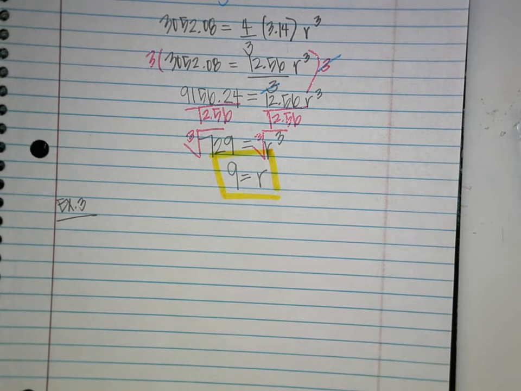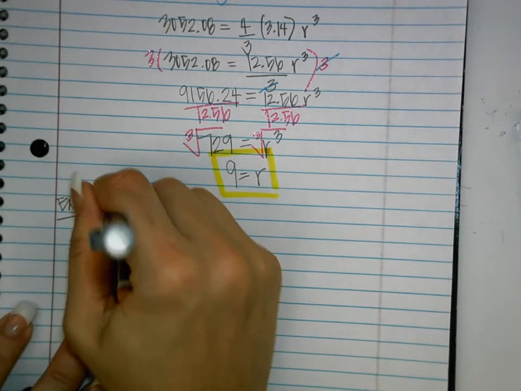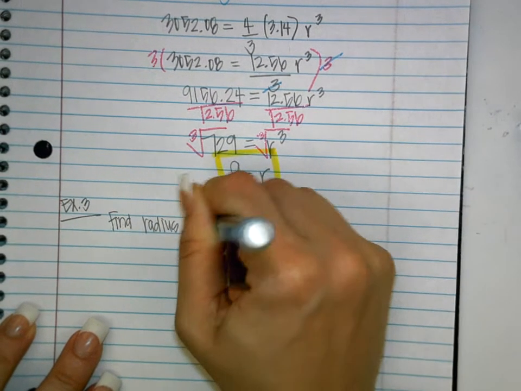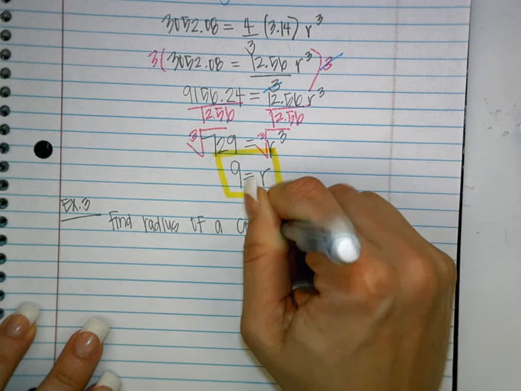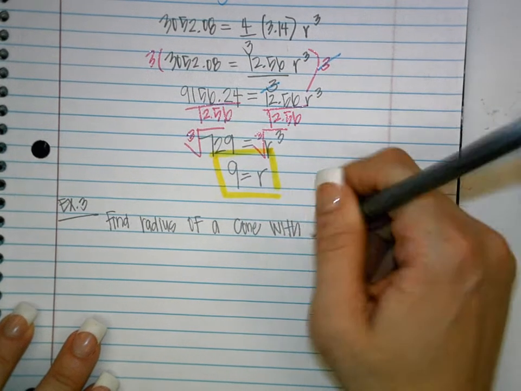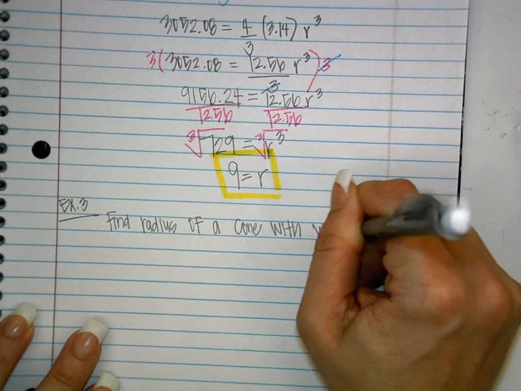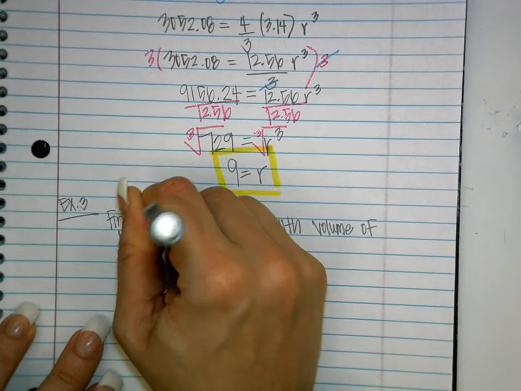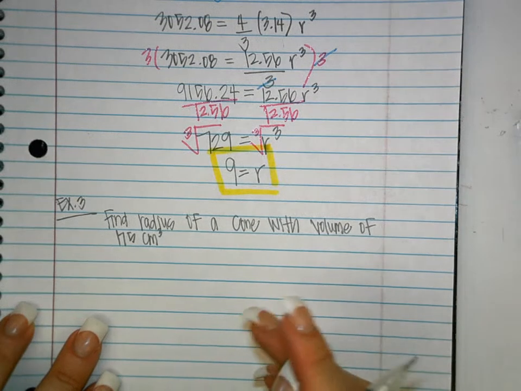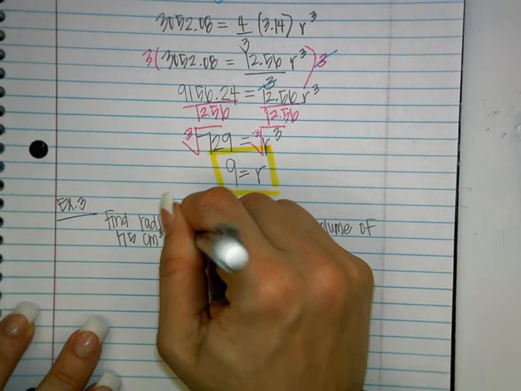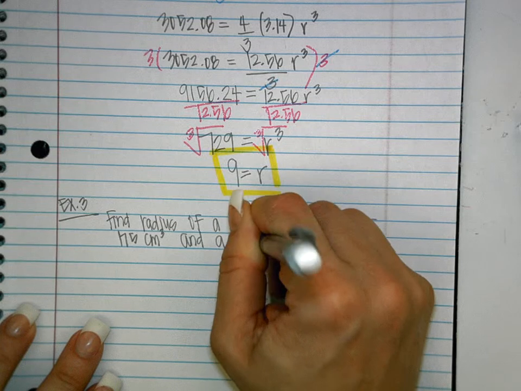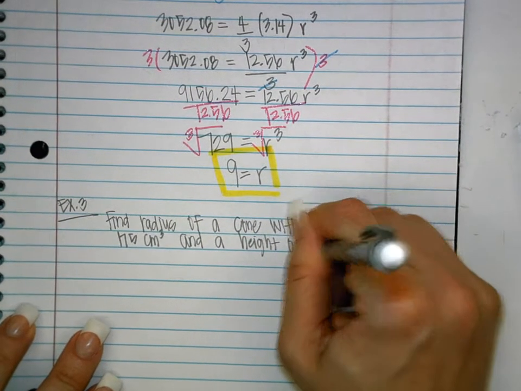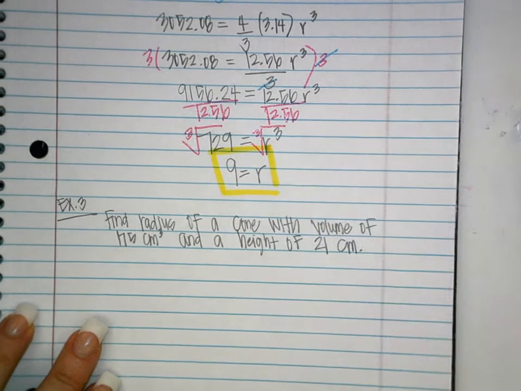Okay, next one. I'd like you to find the radius of a cone with volume of 175 cubic centimeters, so 175 centimeters cubed, and a height of 21 centimeters. We should be writing.